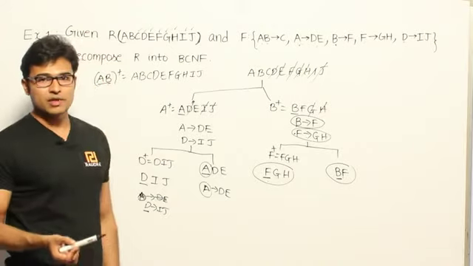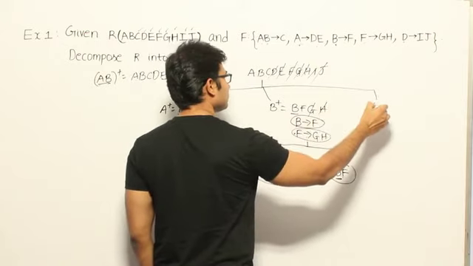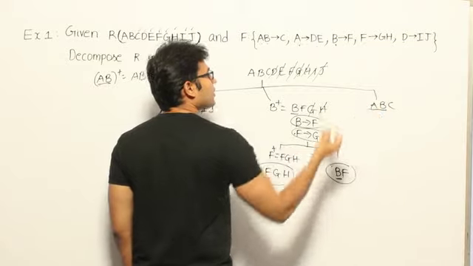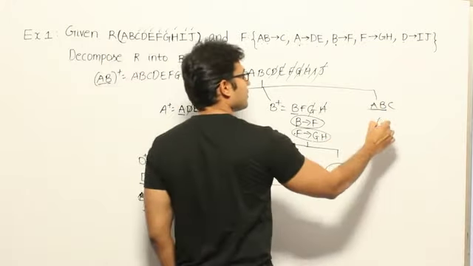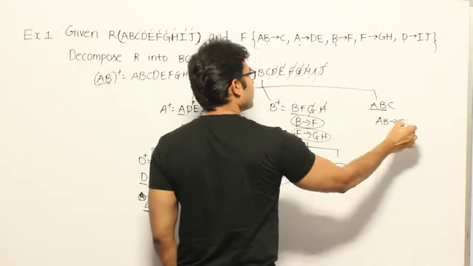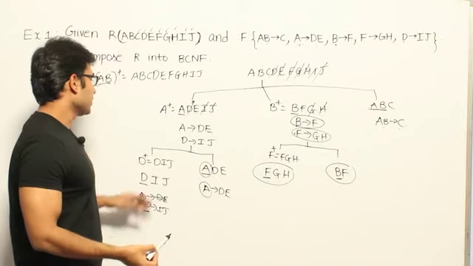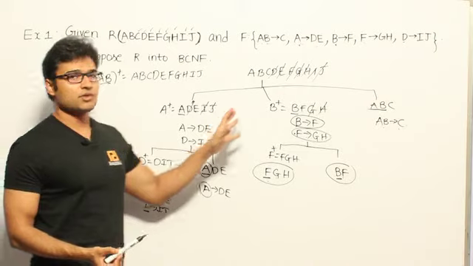Now what are the only remaining attributes? A, B, C, isn't it? A, B, C. So let AB be the key, because this one is already there. Now if you see this, the only dependency which holds on this is this one. Got it?